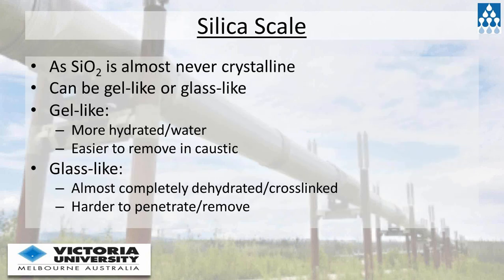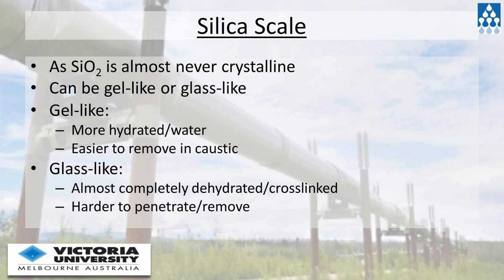Silica scale itself is almost never crystalline as silica. If you've got pure silica scale, it's generally an amorphous mass that sits on the surface of your membrane or your metal. It can take on two different forms. It can be more gel-like or more glass-like, and there are ways we can actually tell which one you've got using FTIR.